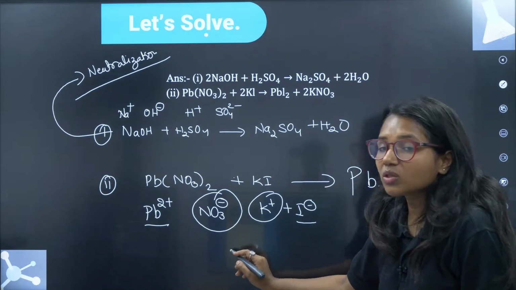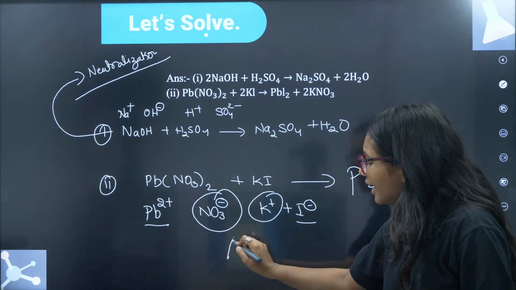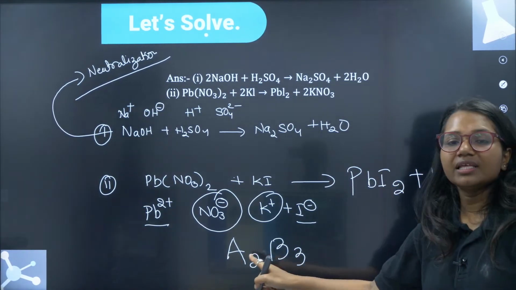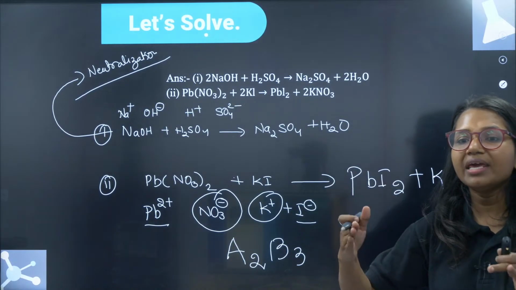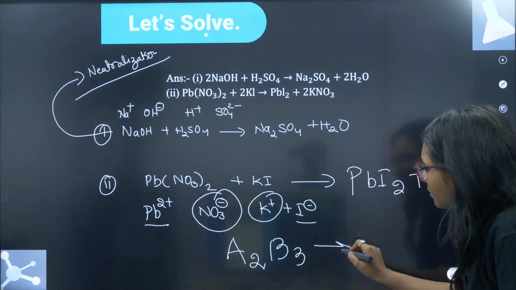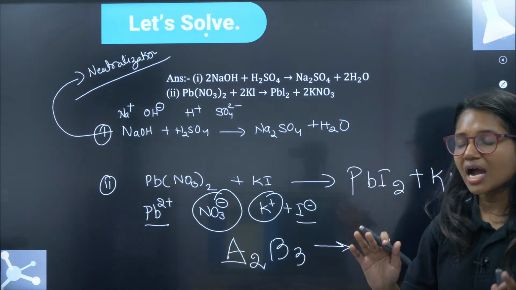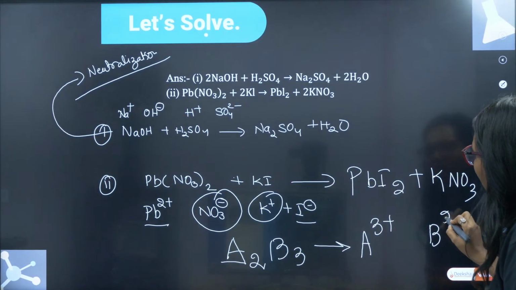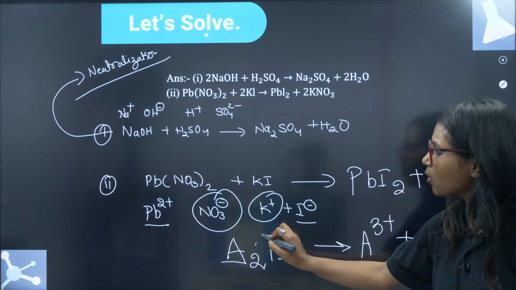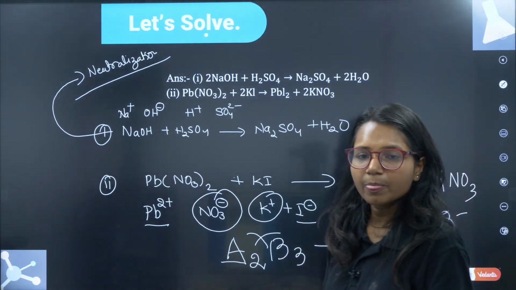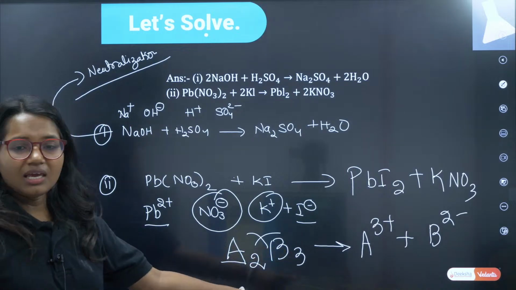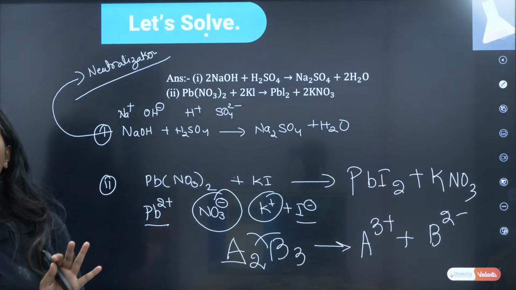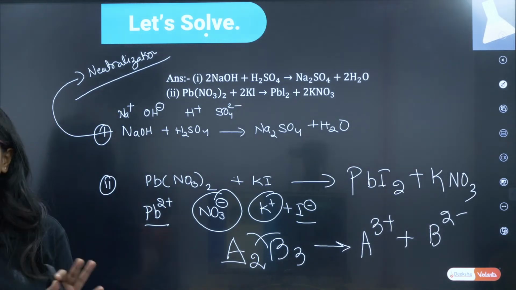I am telling you with one example here. Have a look. A2B3. If this is given to you, how will you break it into ions? Always remember the first one will be positive charge. A will have 3 plus charge and B will have 2 minus charge. This is the system of crisscross. Understood? A2B3, A3 plus B2 minus.